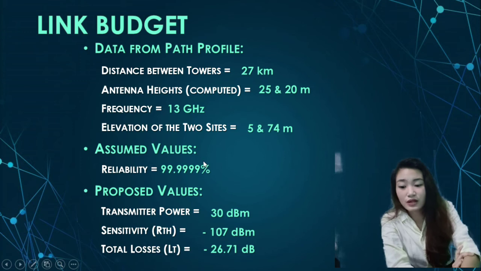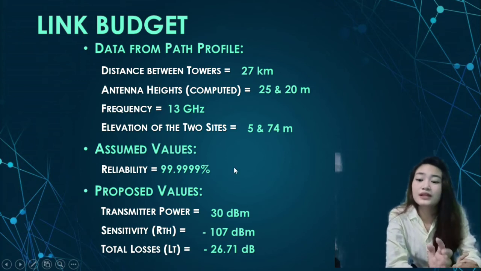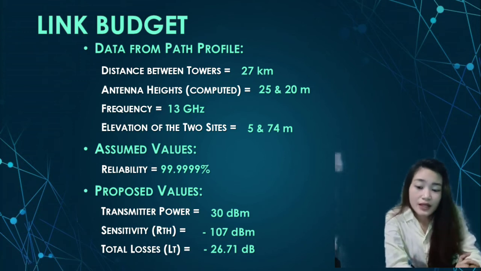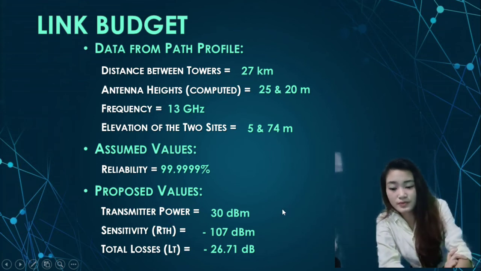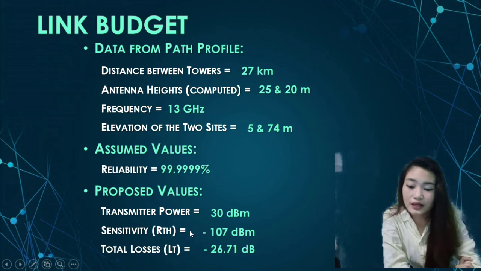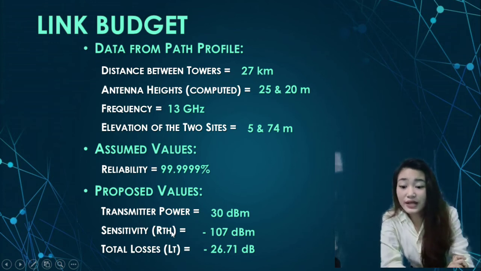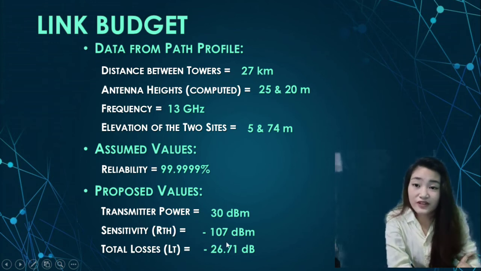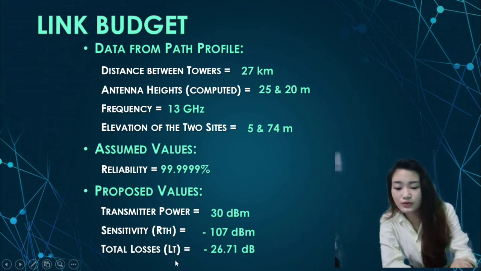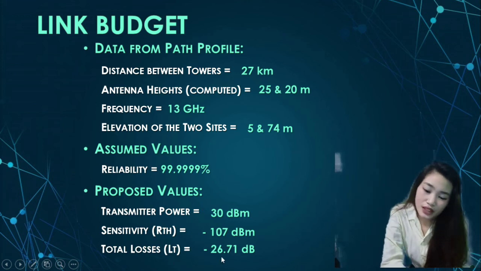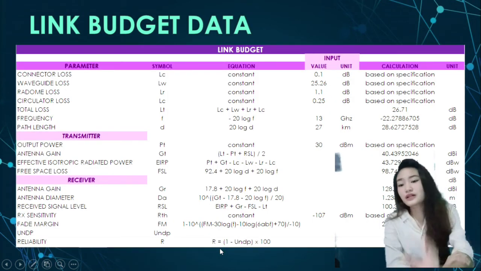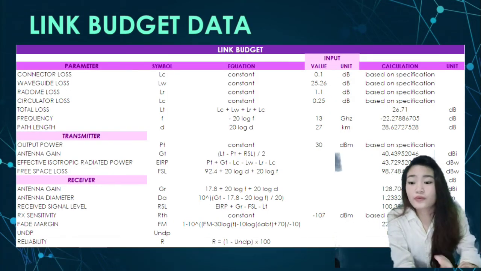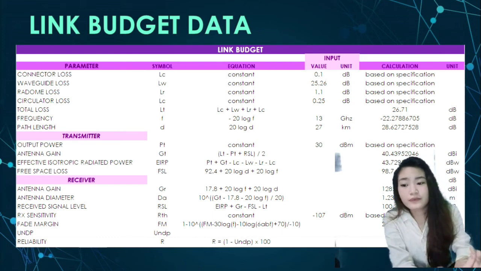Assumed values, reliability is equal to 99.9999%. Proposed values, the transmitter power that we use is 30 dBm. Sensitivity, or RTH, is equal to negative 107 dBm. And the total losses that we got is equal to negative 26.71 decibels. These are the data that we gathered in making our link budget.